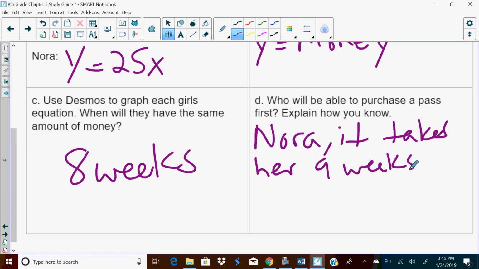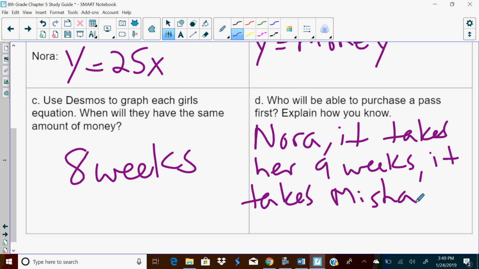And it takes Misha, it's in the Desmos, this is like 9.87, so she would actually not have all of her money until week 10.